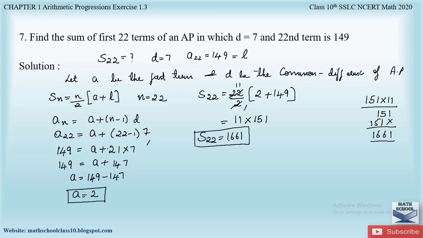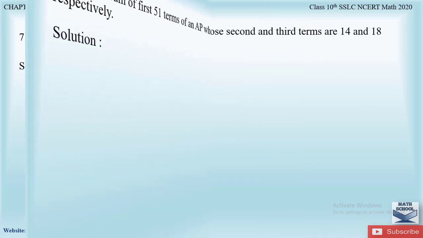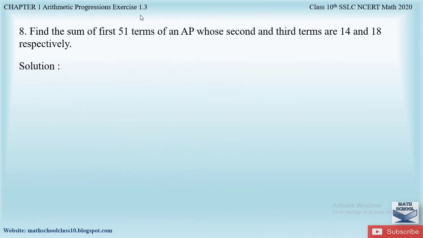You can also find the sum by using the formula Sn is equal to n by 2 into (2a plus (n minus 1) into d). Here we will be using the d value also to find the result. Therefore, the sum of the first 22 terms of the AP is 1661.